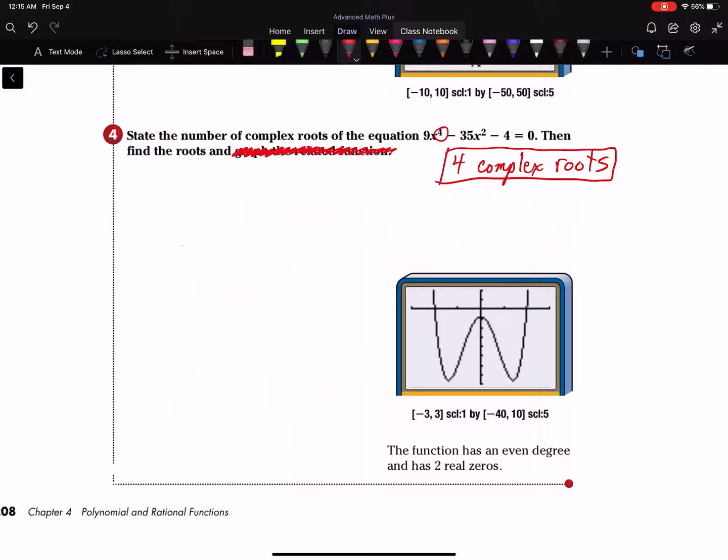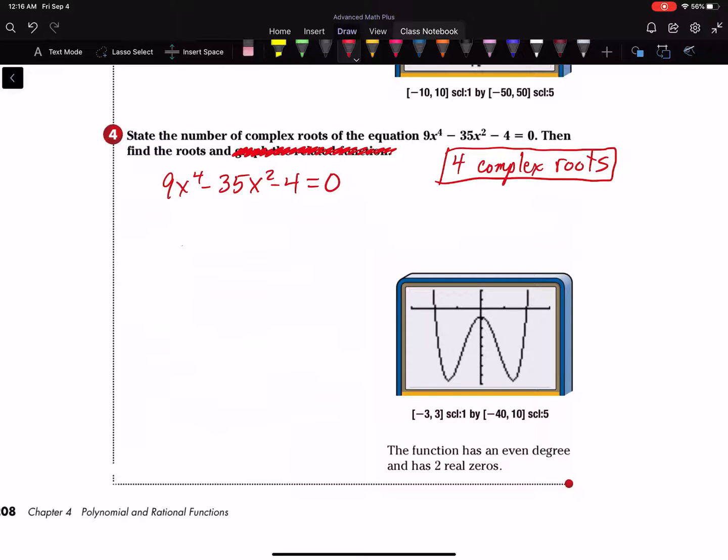And then to figure what those are, we factor. So 9x to the 4th minus 35x squared minus 4 equals 0. And we kind of work this out. They don't start us off easy. This is very similar to a quadratic equation. So I'm going to work it as if it was a quadratic equation, only at the very end there will be a little bit different. So first you always look for a greatest common factor.